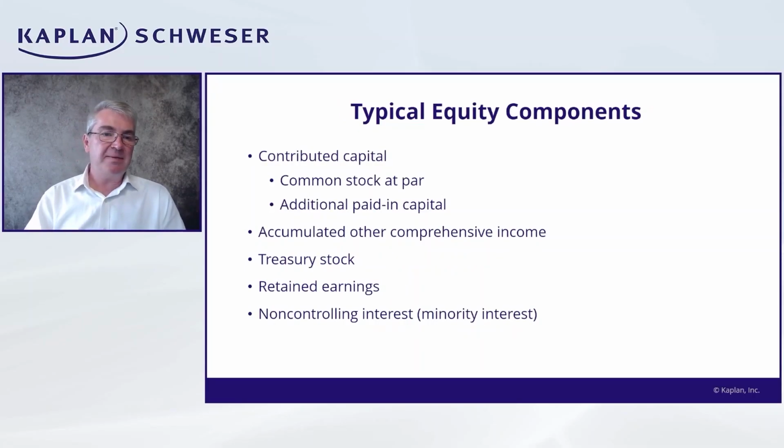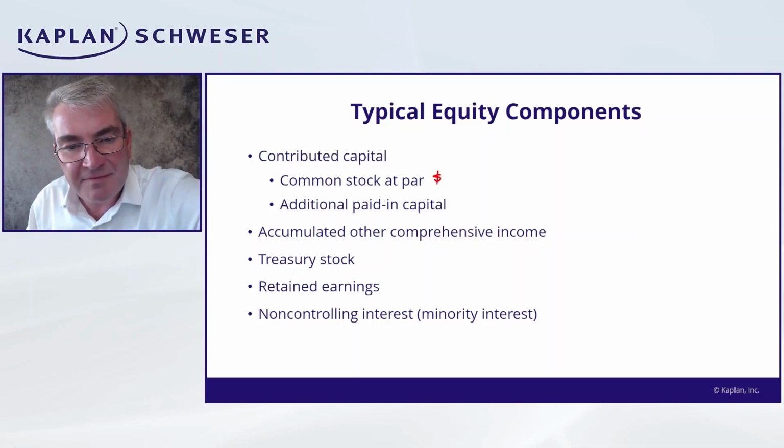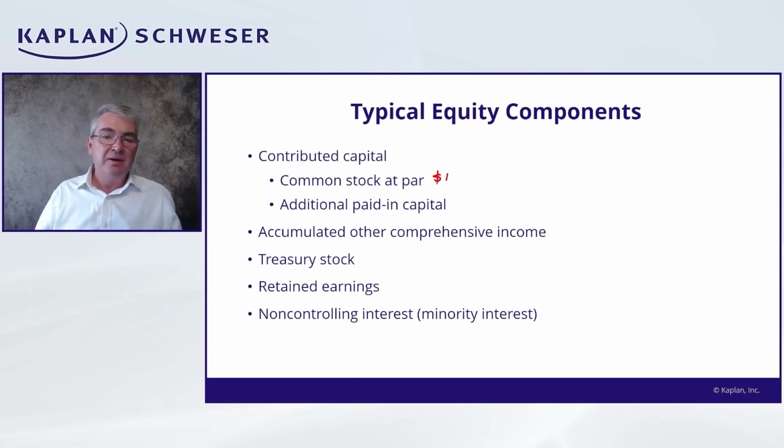Right, let's talk about our equity components. Contributed capital. Now we split our contributed capital between common stock at par and additional paid-in capital. Let's imagine our common stock at par is recorded at $1. That's very common for companies. Not necessary, but common. And let's say the company issues 100 shares for $150.